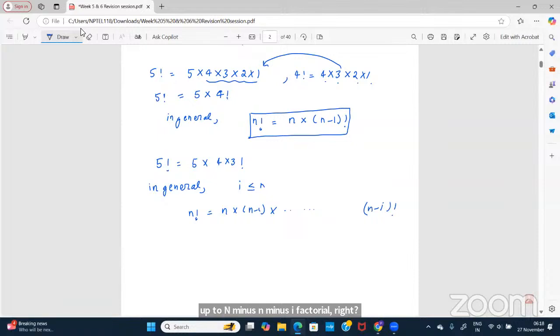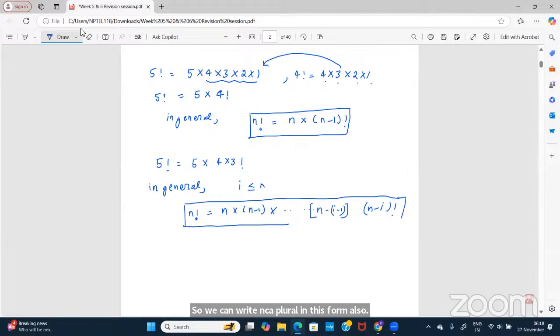Okay. And the second last term will be n minus i minus 1, right? So we can write n factorial in this form also. Is it clear? Yes, ma'am.